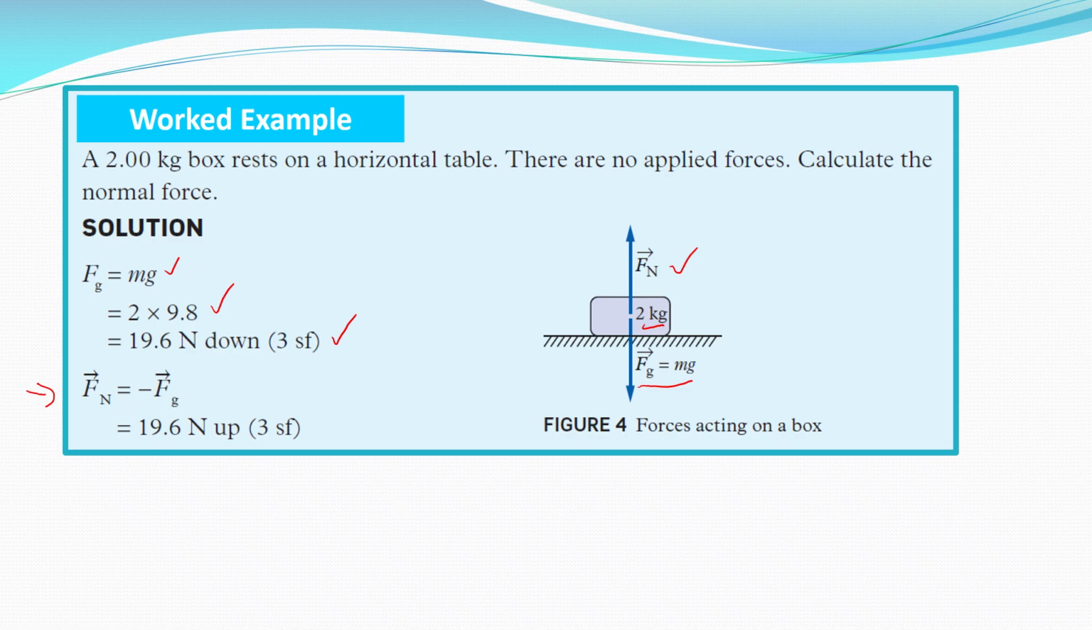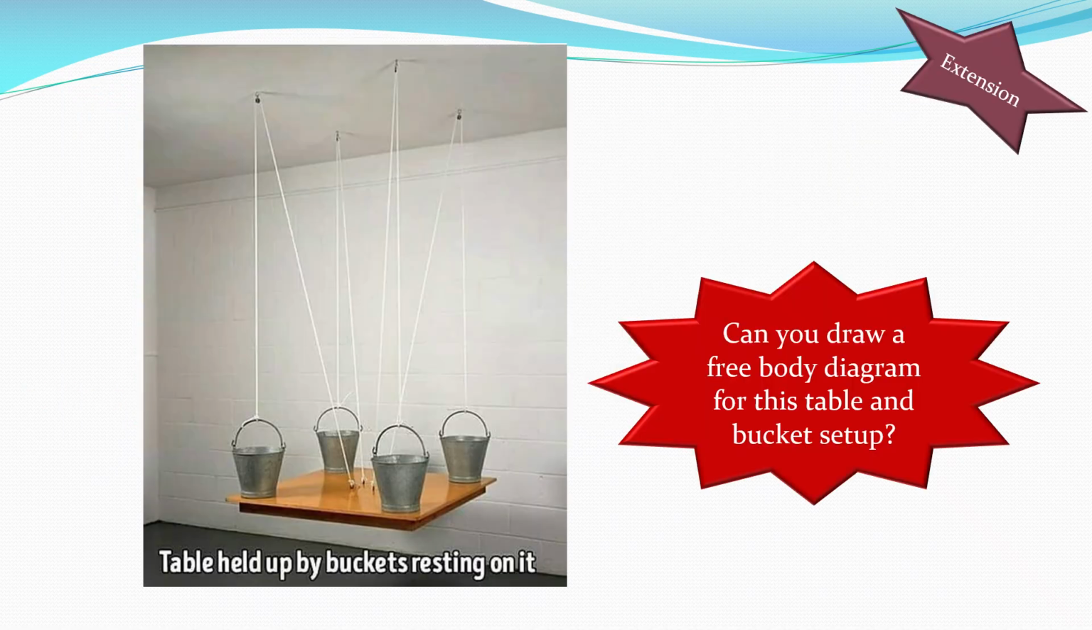A little bit of an extension around free body diagrams. Do you think you could draw a free body diagram for this little scenario here? So we have buckets here which have the force of gravity pulling them down. However, there is a tension in the string here, force of tension.